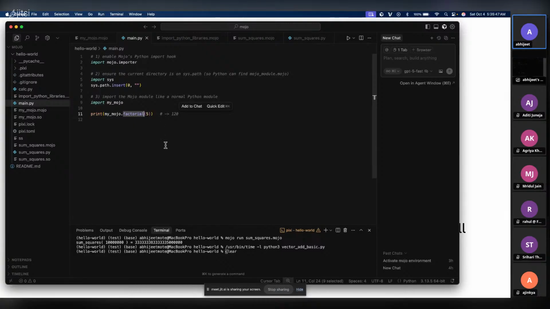So this way you can write Mojo code for whichever part is taking more time or is performance heavy. Those kinds of code you can write in Mojo, create the compiled version of that file and import it into Python, which will really help you to solve these performance issues and gain from it.